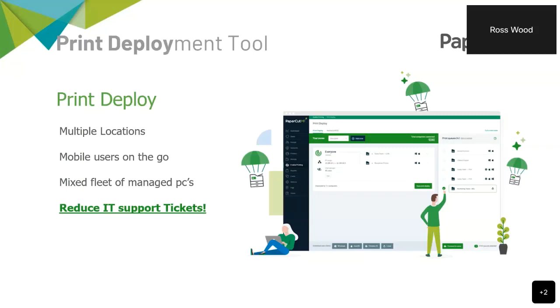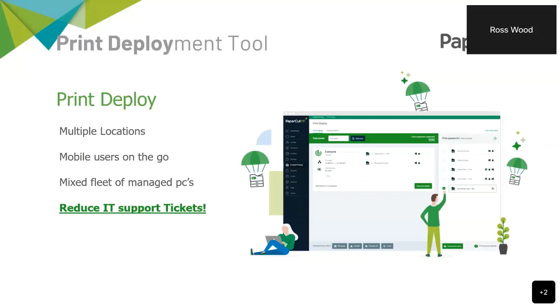So the print deployment tool, also known as Print Deploy, is meant to address exactly those things: the multiple locations, the mobile users on the go, and even the mixed fleet of managed PCs. When you look at how users print, they need to be able to print to the right printer based on the location they're at, right?